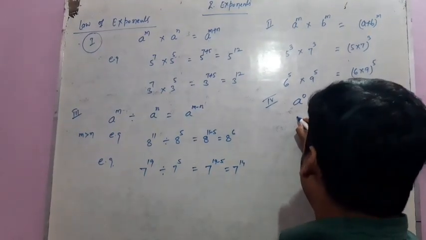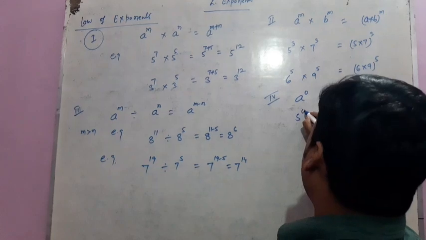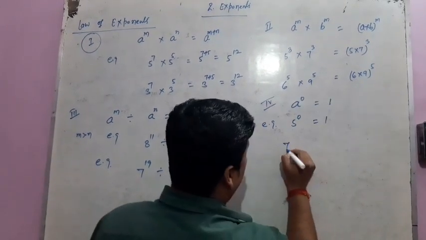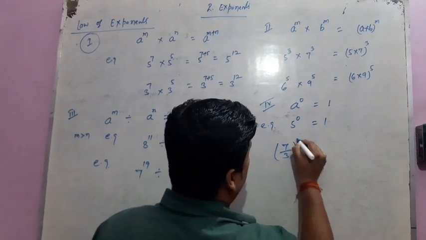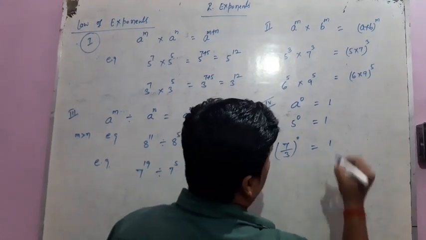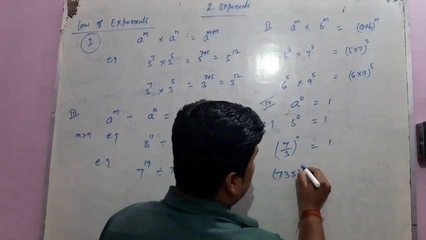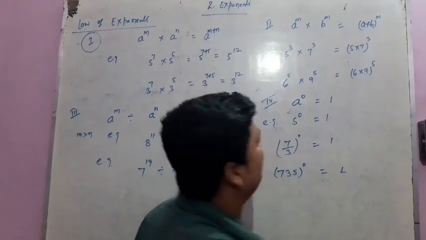For example, 5 to the power 0, that means its value is equal to 1. If 7 by 3, a fraction, is raised whole to the power 0, its value is equal to 1. If 735 to the power 0, its value is equal to 1.